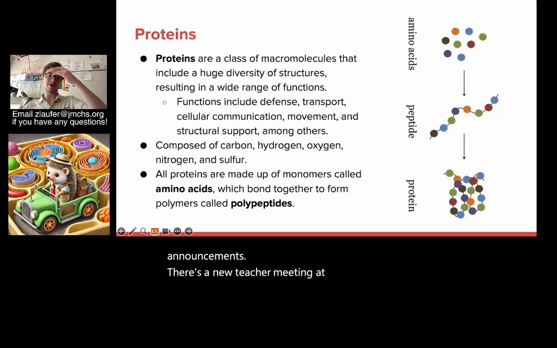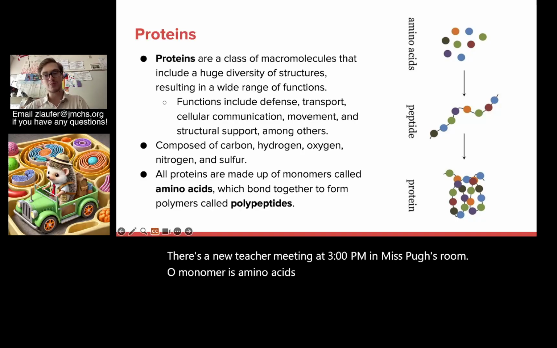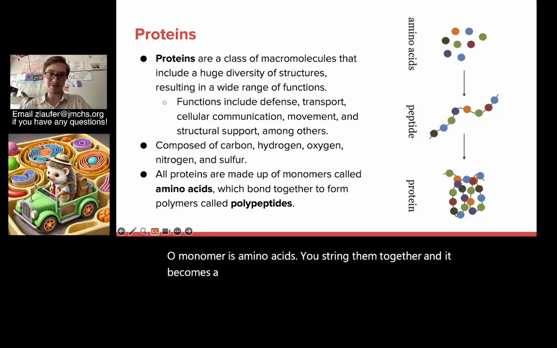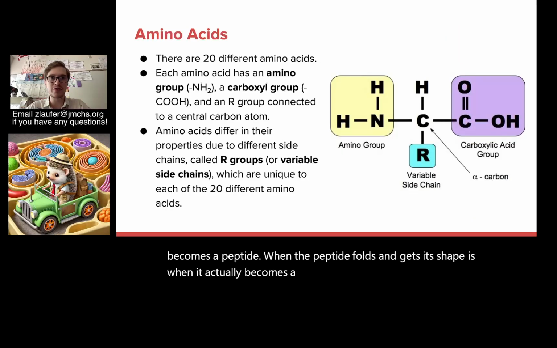So the monomer is amino acids. You string them together and it becomes a peptide. When the peptide folds and gets its shape is when it actually becomes a protein. We're going to talk a lot about these. So the building block being amino acids.